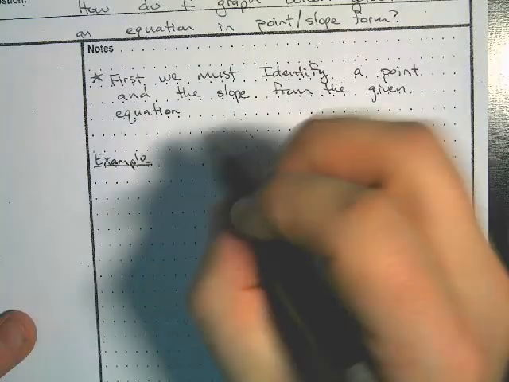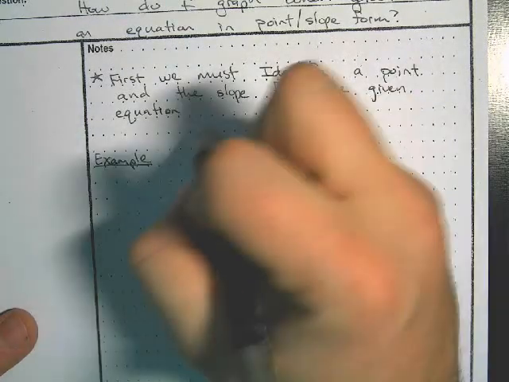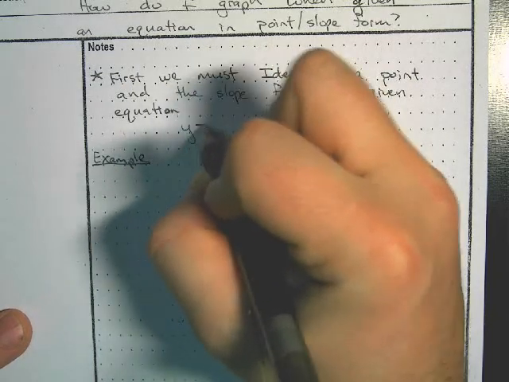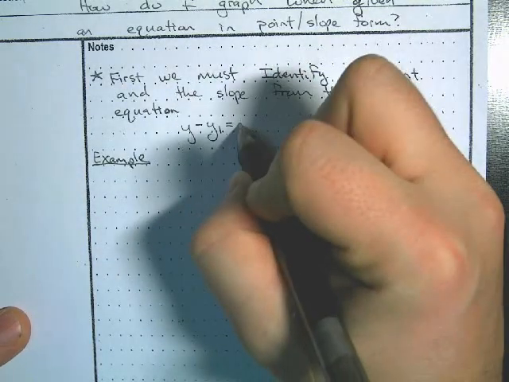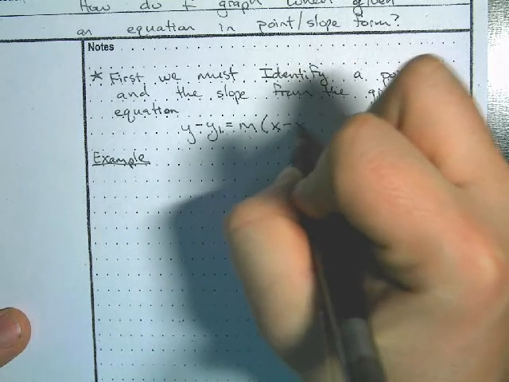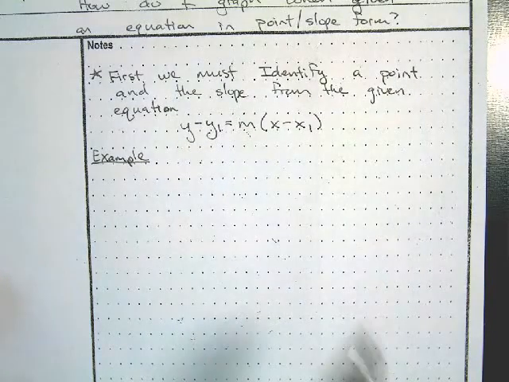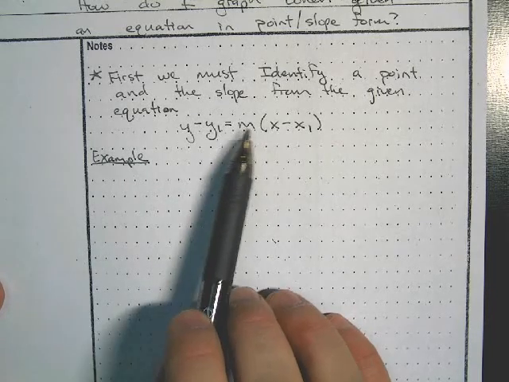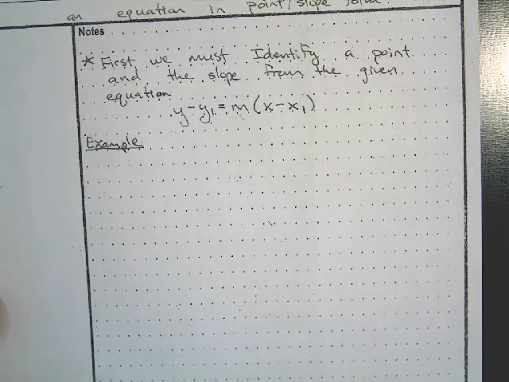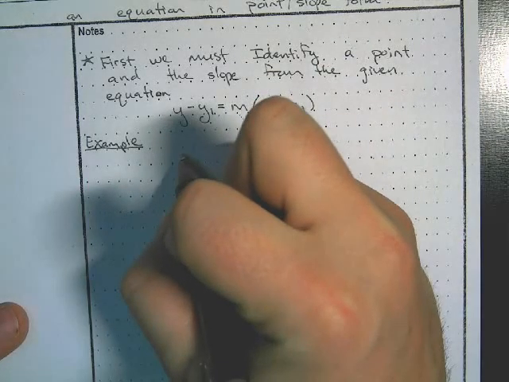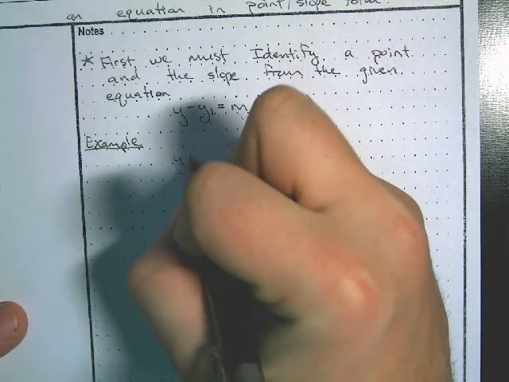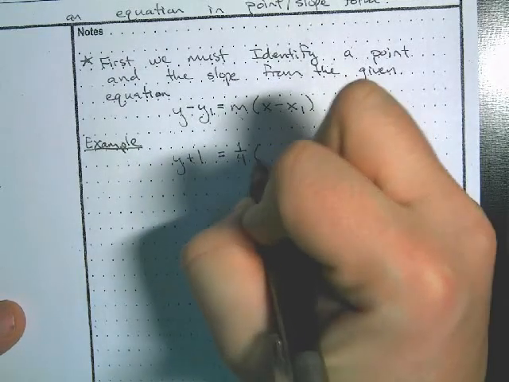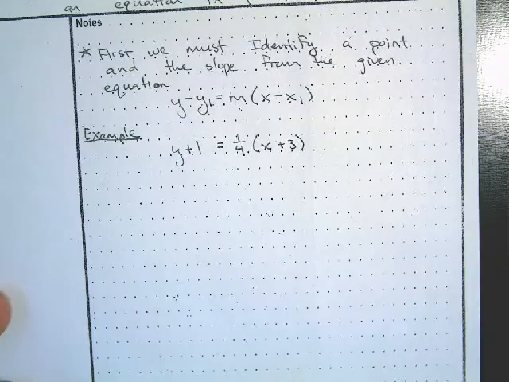Okay, so let's say we're looking at this equation. First let's write our general form so we know what we're looking for. y minus y1 equals m times x minus x1. And we're looking for y1, x1, and our slope. So here's our example: y plus 1 equals 1/4 times x plus 3.